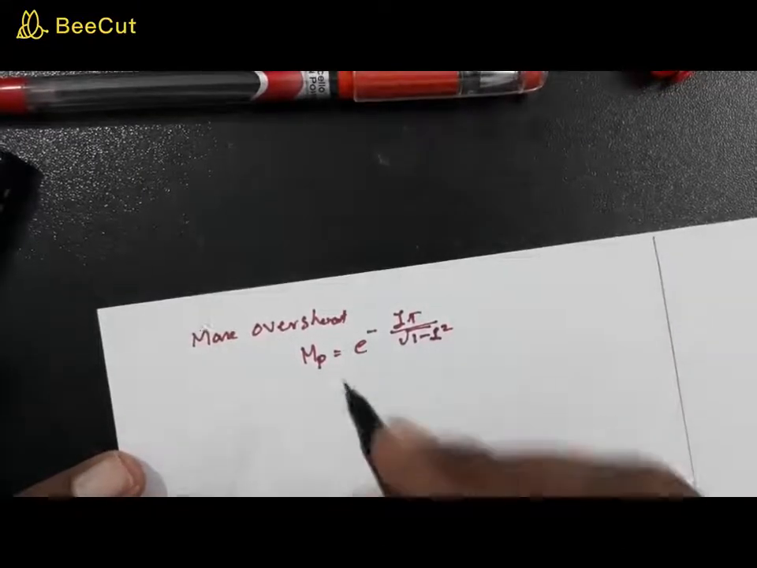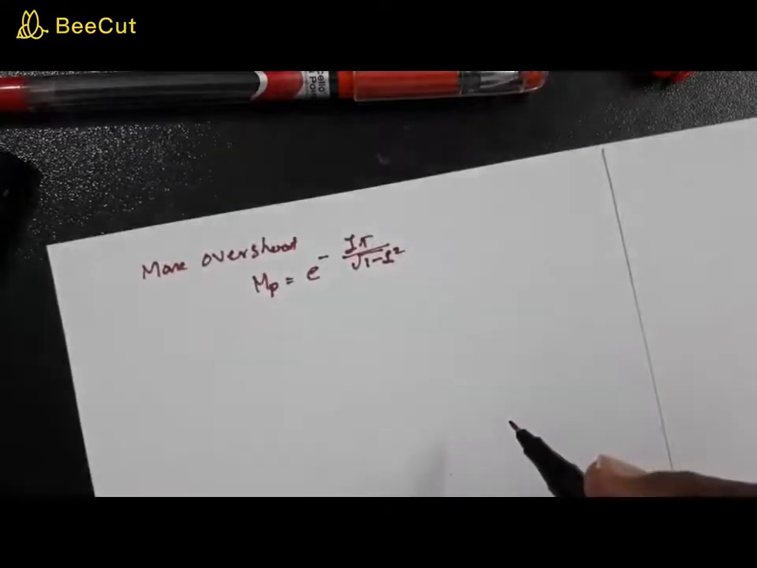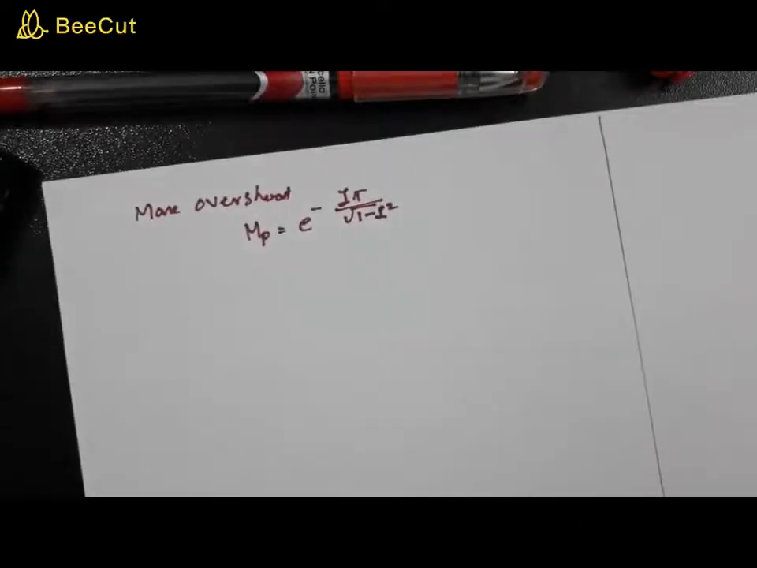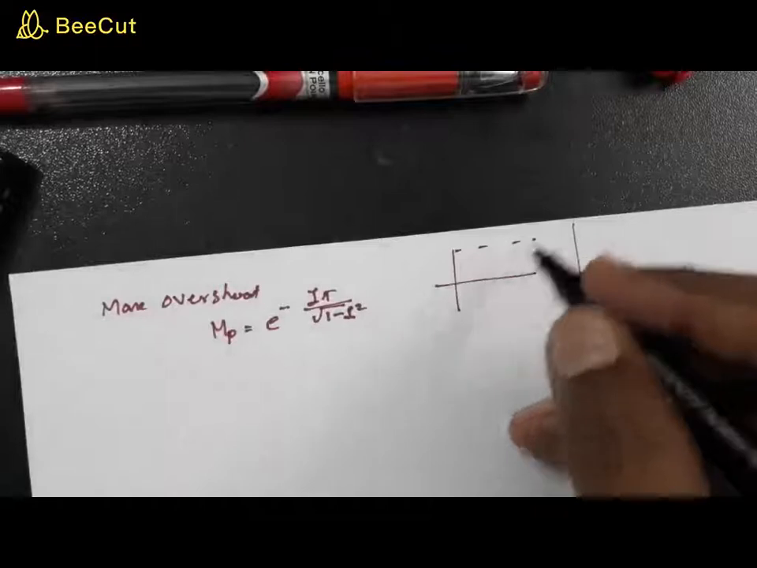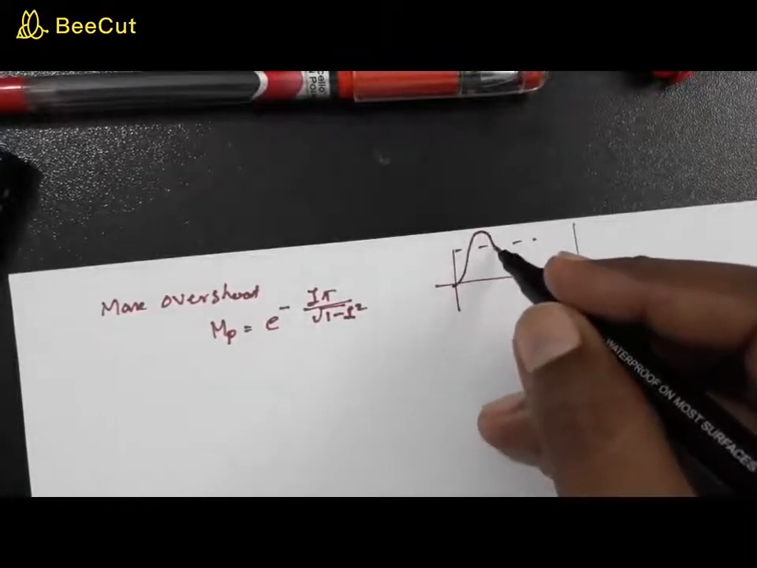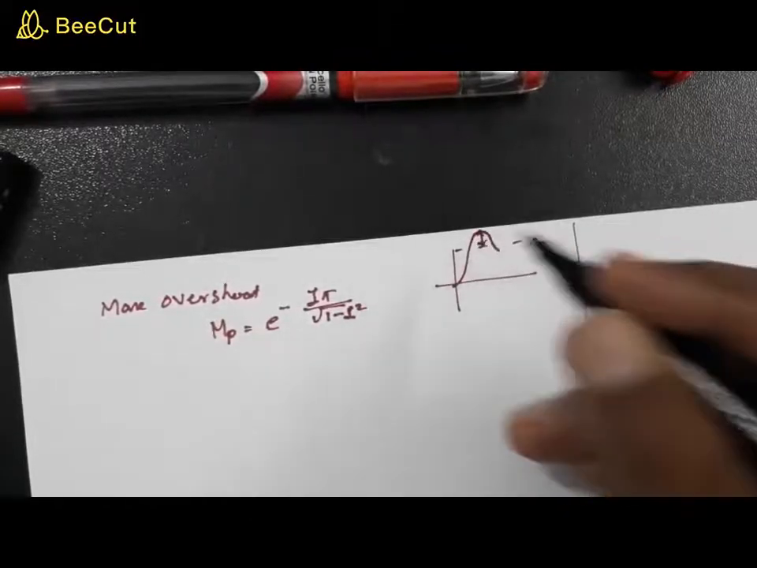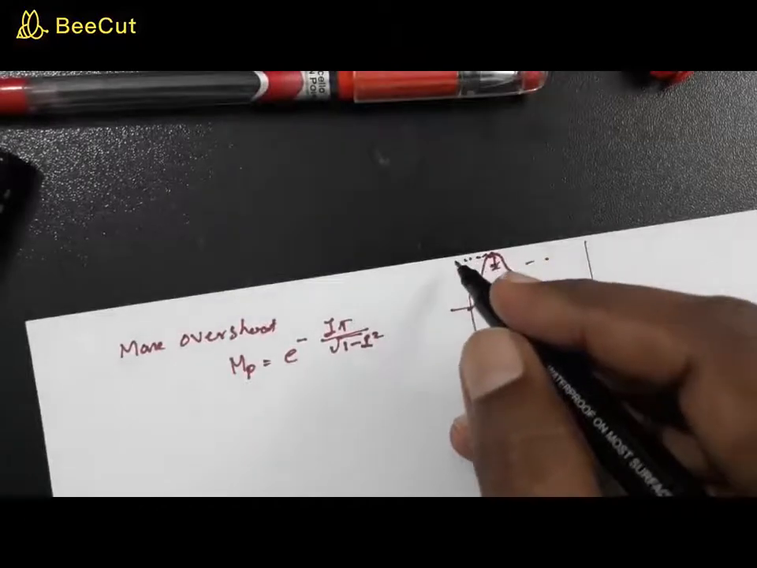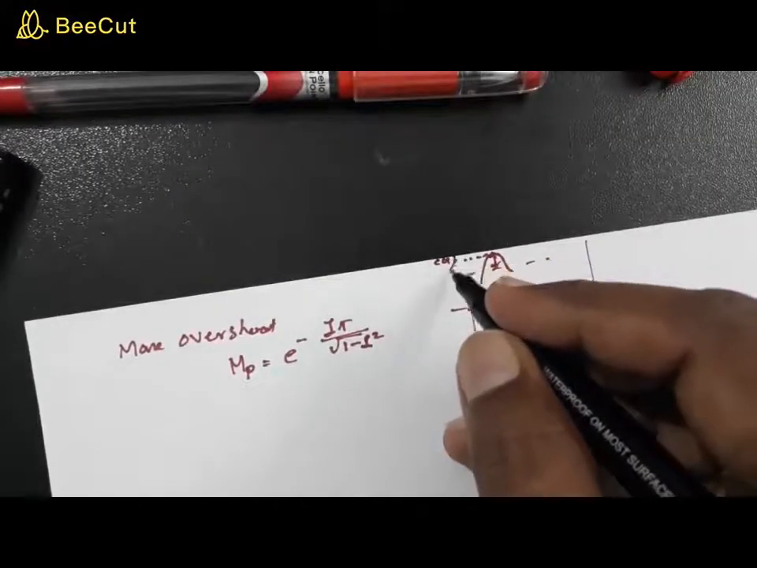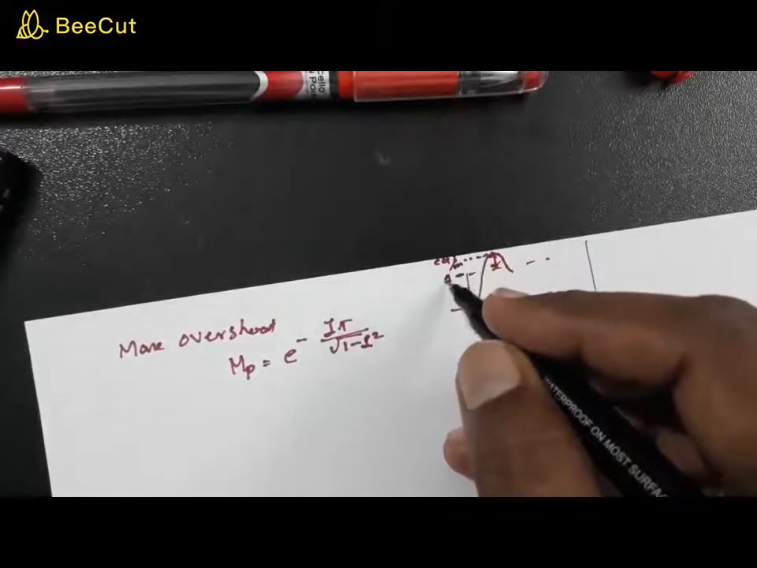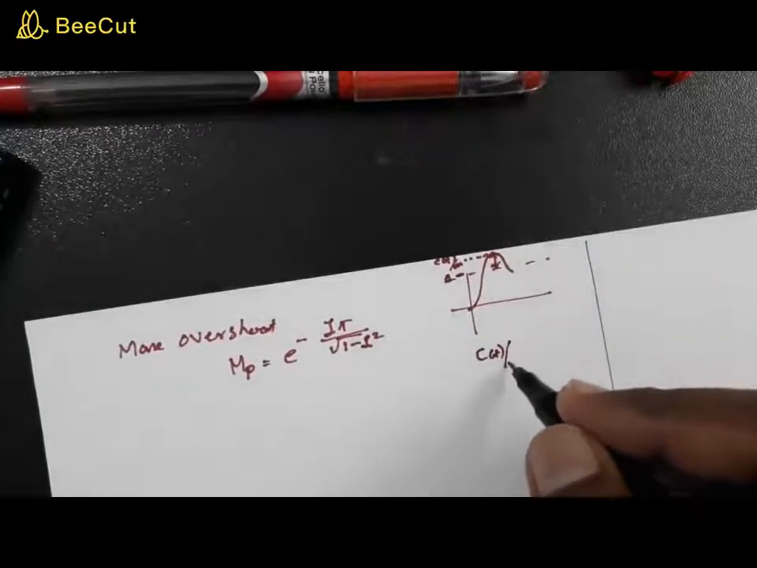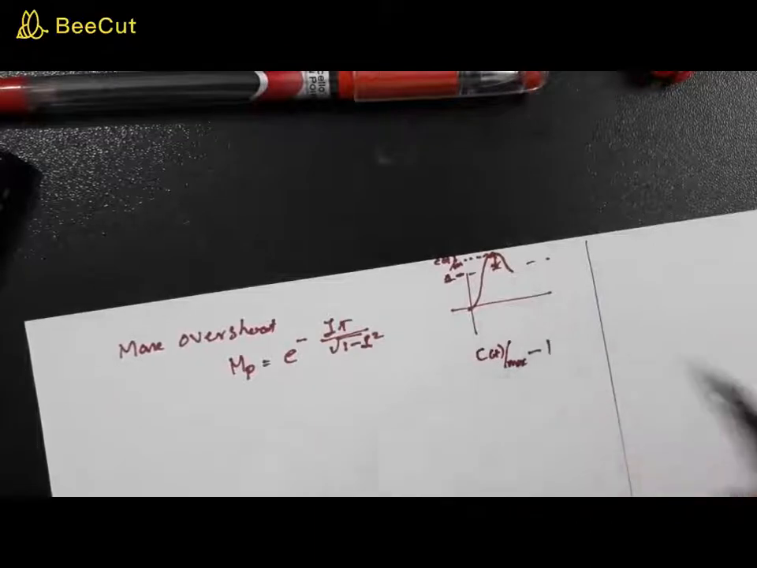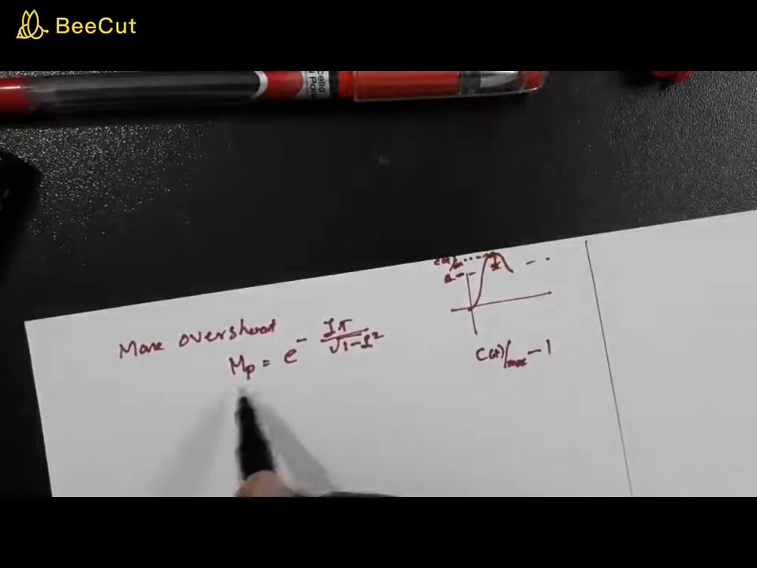Okay, so this is the maximum overshoot. Or you might be remembering that I have explained what the maximum overshoot actually is. This deviation is the maximum overshoot. So this is actually your C(t) max. Okay, this is your 1, and the deviation, C(t) max minus 1, is the deviation. So that is equal to Mp.